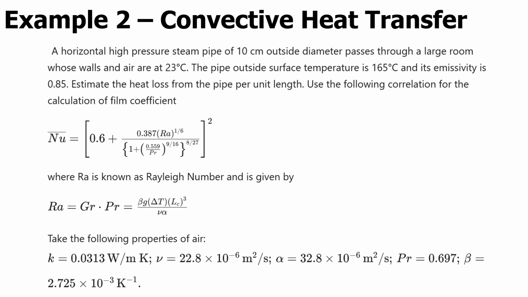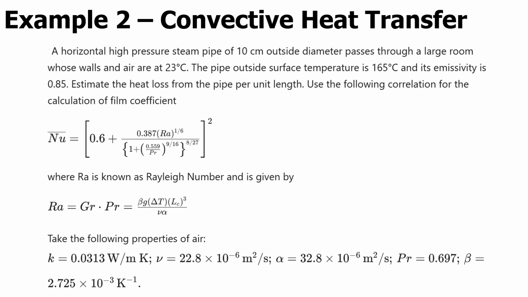We have a horizontal high pressure steam pipe with a 10 centimeter outside diameter. This pipe passes through a large room where both the walls and the air are maintained at 23 degrees Celsius. The pipe's outside surface temperature is 165 degrees Celsius and its emissivity is 0.85. Our goal is to estimate the heat loss from this pipe per unit length.